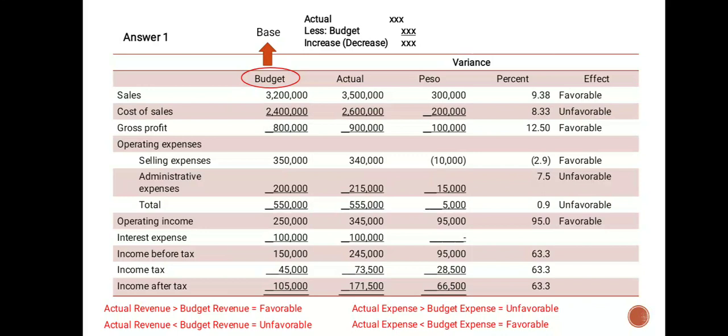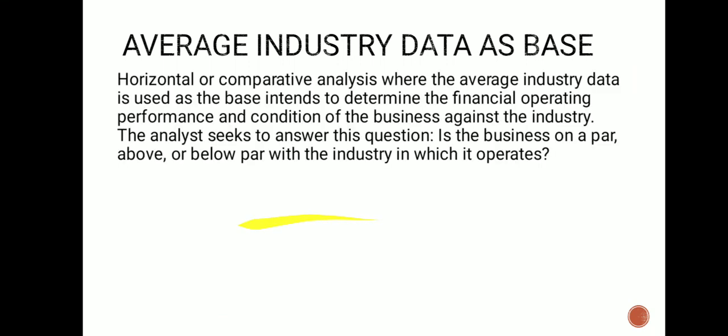So anyway, as I said, there is an increase in 95,000 pesos, or that is equivalent to 95% increase, and that is favorable since operating income is a revenue item. And since the actual operating income is greater than the budget operating income, so that is favorable. So we'll now proceed to the average industry data as base.